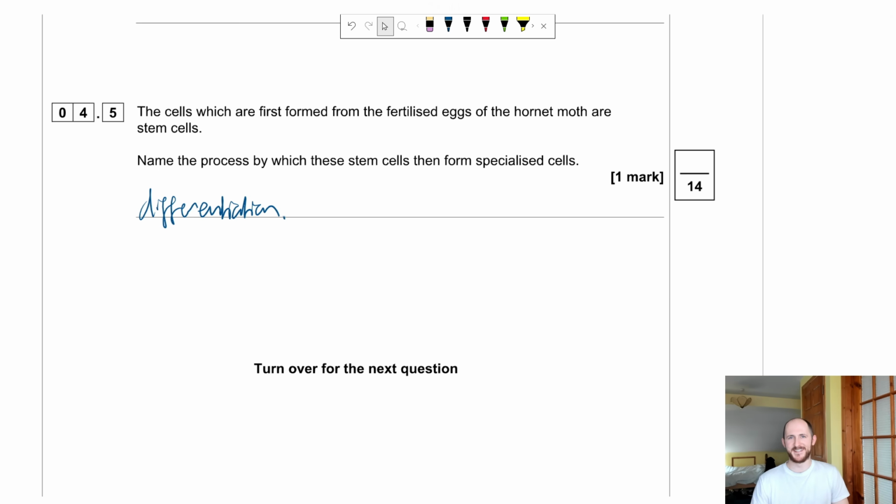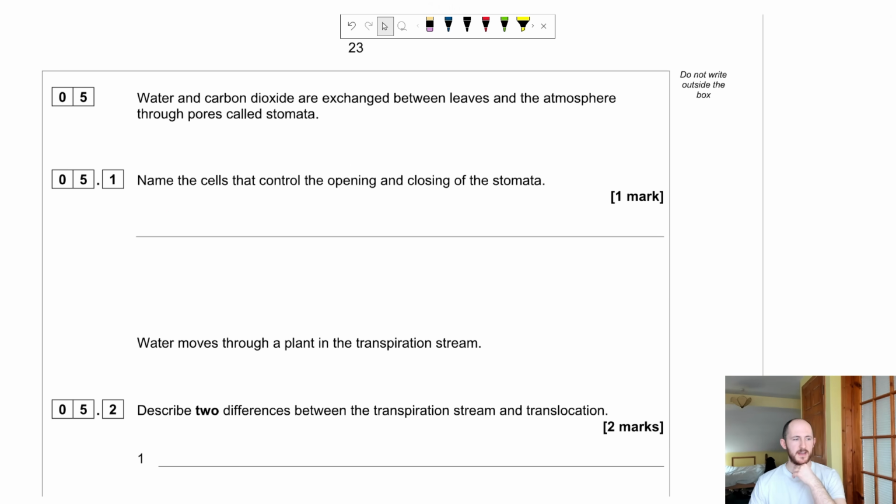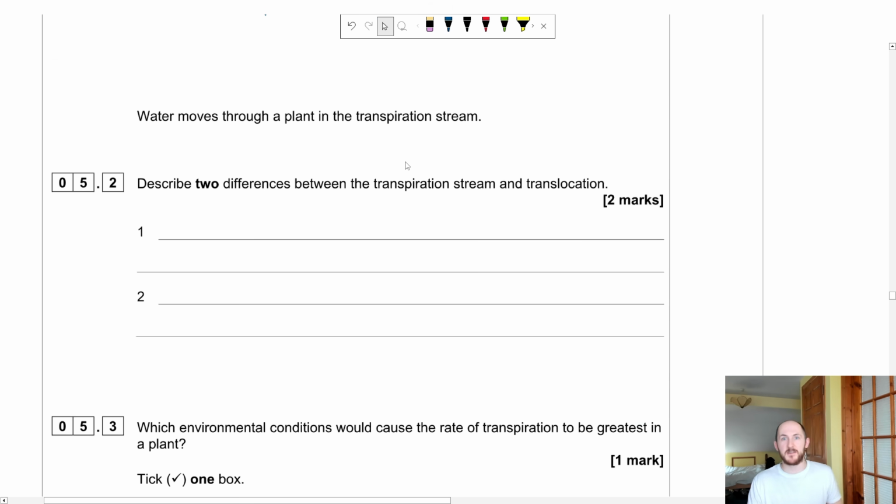That was okay. Yet more plant-related stuff. I love it. Water and carbon dioxide are exchanged between leaves and the atmosphere through pores called stomata. Name the cells controlling the opening and closing of the stomata. The stomata is like a gate. Who used to control how gates work? They were called guards. So these are guard cells. What defends the entrance to something? Guards. So guard cell. Something along those lines to help you remember it. It's just a memory game.